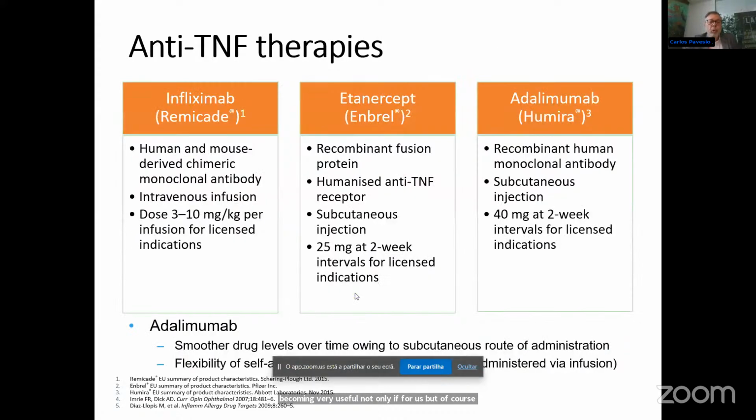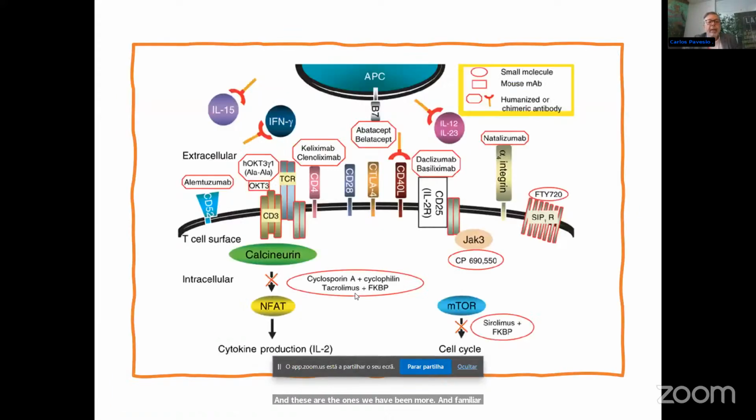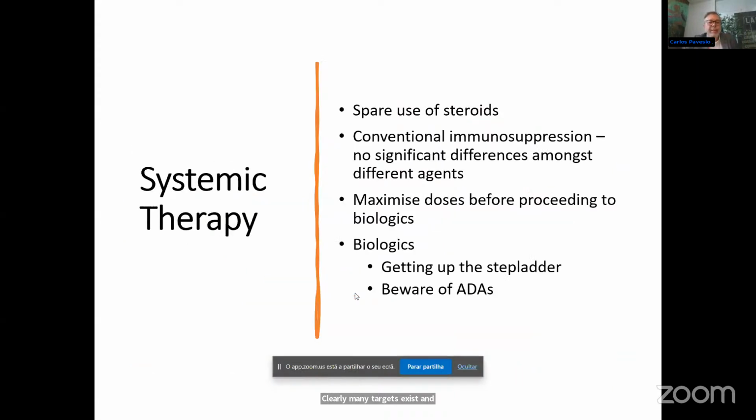And these are the ones we have been more familiar with, especially adalimumab. Clearly, many targets exist, and more strategies are appearing, but the experience with those in ophthalmology is limited. So for systemic therapy, spare the use of steroids, use conventional immunosuppression, there is no significant difference amongst the different agents, and maximize the dose of those agents before you jump to biologics. The biologics are certainly getting more and more used. But remember, anti-drug antibodies can develop and limit the usefulness.